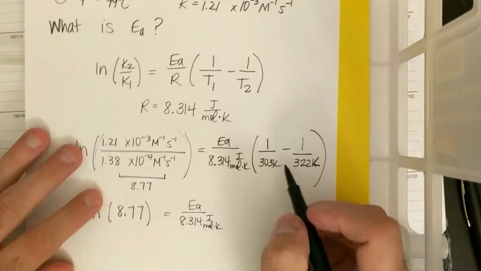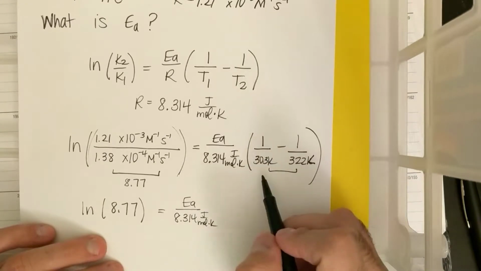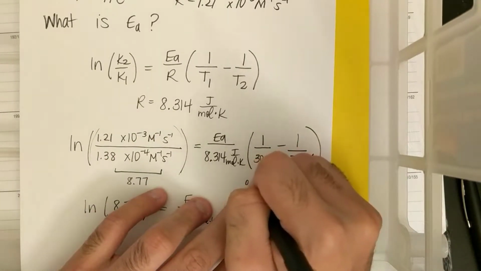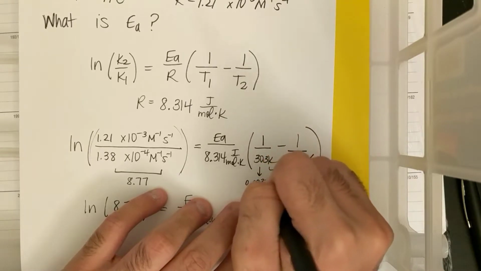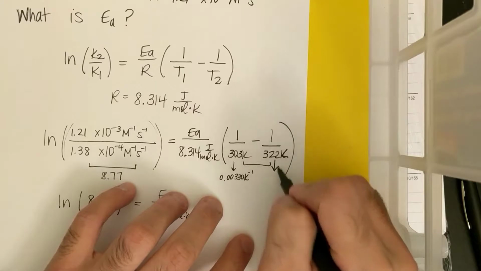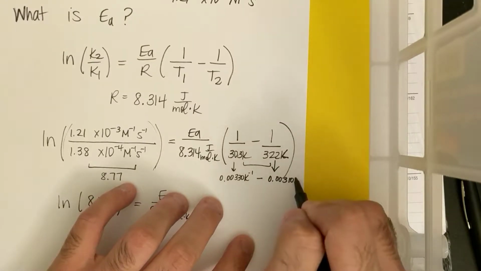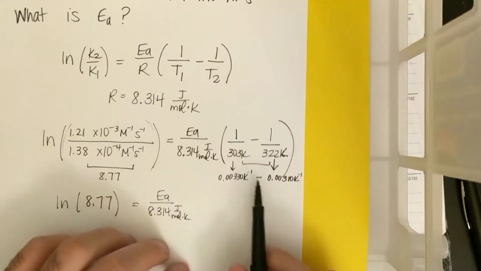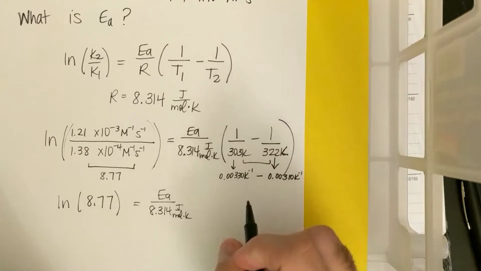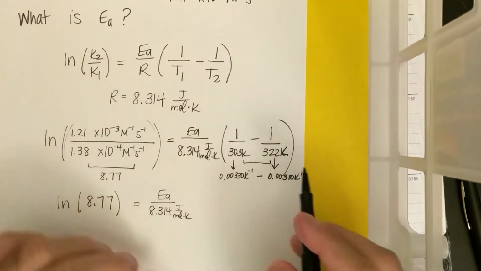And I'm going to solve for these parenthesis calculations. So 1 over 303 Kelvin, if I solve for that, I get 0.00330 per Kelvin. And if I solve for 1 divided by 322, I get 0.00310 per Kelvin. Okay, so I just did the math. I did 1 divided by 303 in the calculator, and I did 1 divided by 322 in the calculator, and now I'm going to subtract those two numbers.